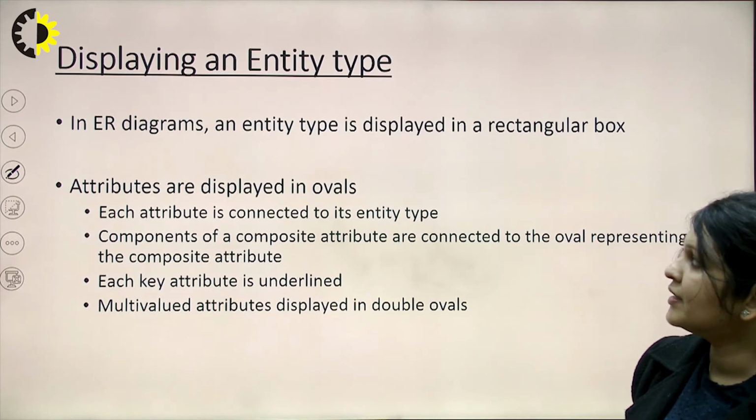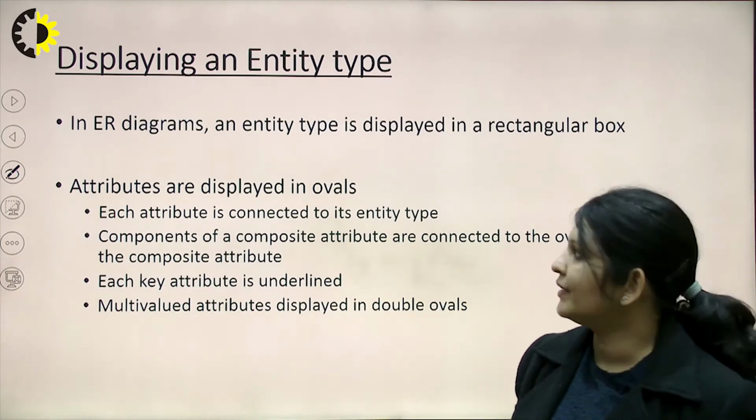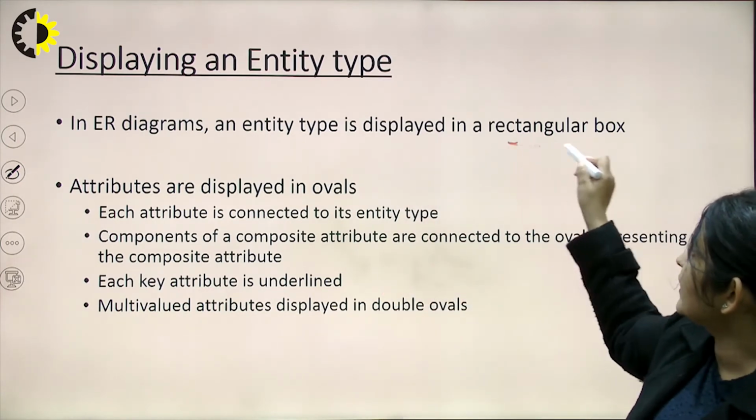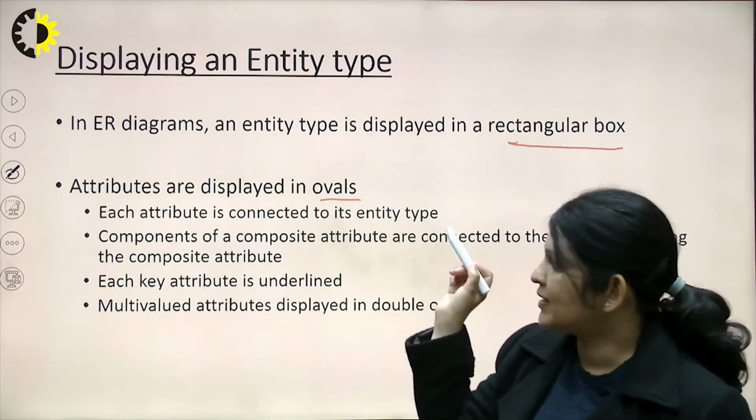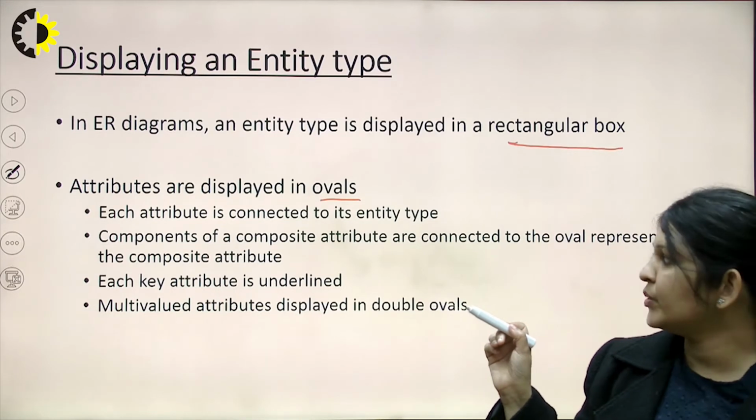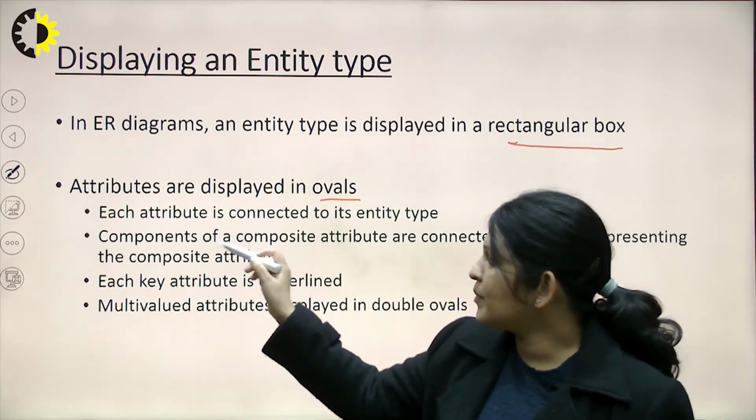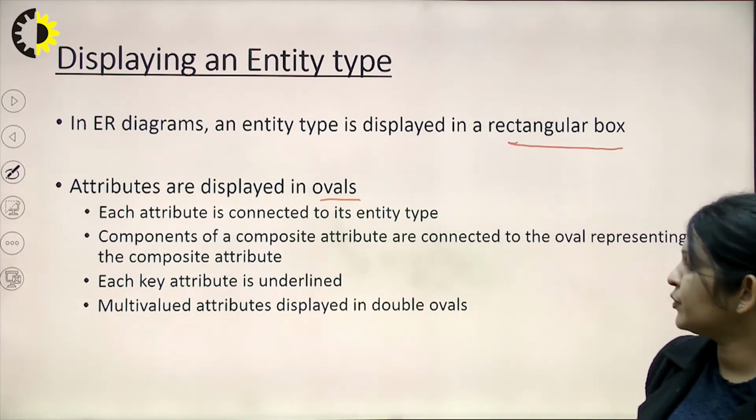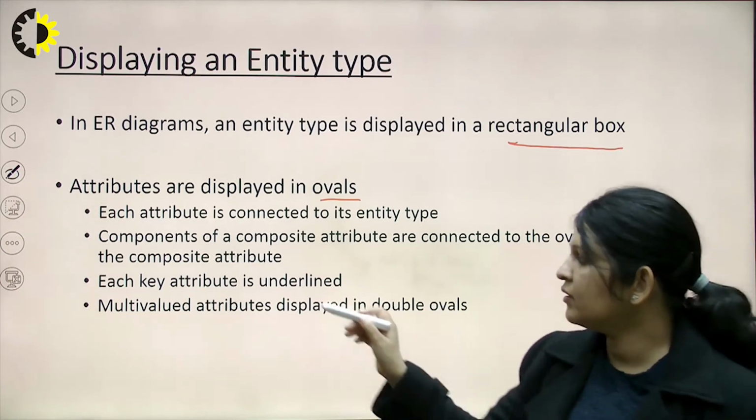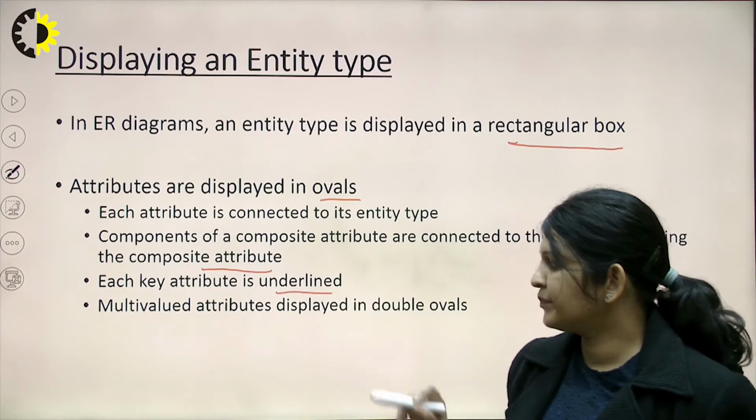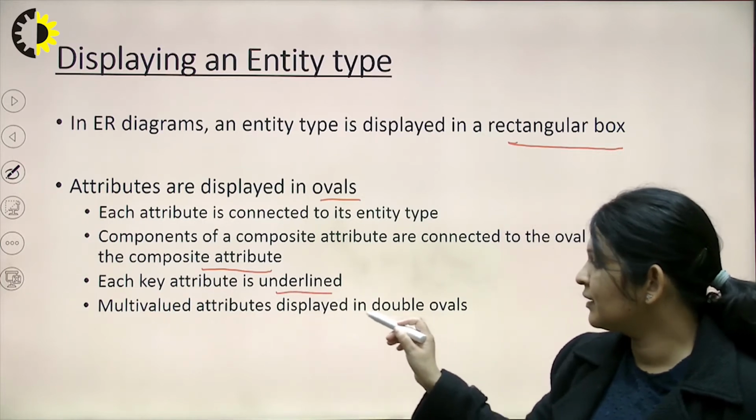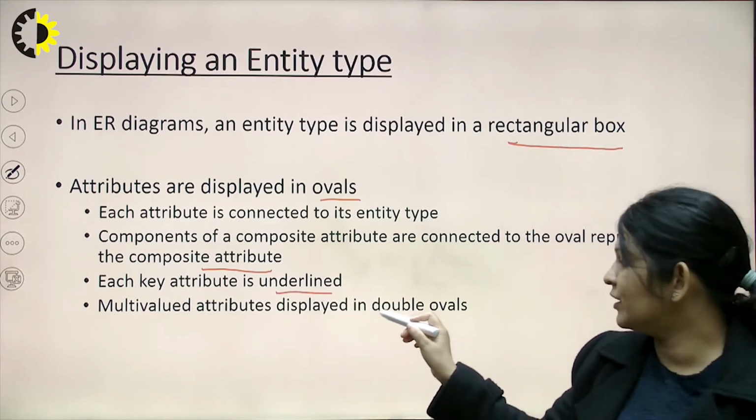Now how do we display an entity type in ER diagrams? It is displayed in a rectangular box. Attributes are displayed in ovals. So each attribute is connected to its entity type. Components of a composite attribute are connected to the oval representing the composite attribute. Each key attribute is underlined. Multi-valued attributes are displayed using double ovals.